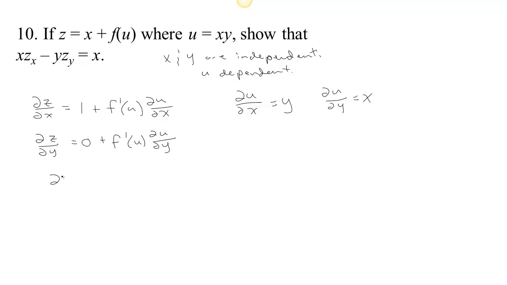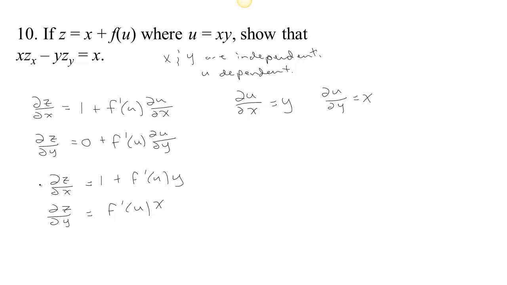So that means that, let's see, dz dx from up here is 1 plus f prime of u times du dx, which is y, and dz dy from here is f prime of u times du dy, which is x.